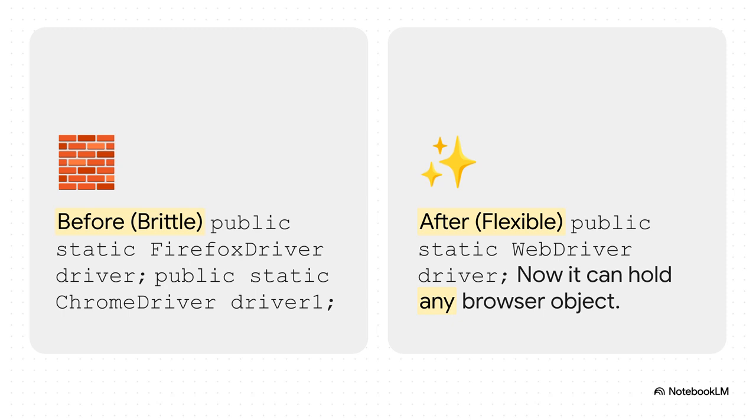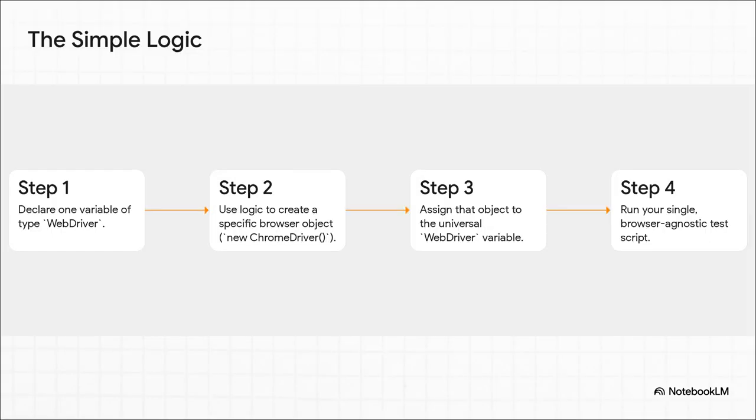That means our test code only ever has to be written one time. So the logic becomes incredibly simple and clean. You declare one universal remote. That's your WebDriver variable. Then you use your if-else logic to create the specific TV you want to use, whether it's a new ChromeDriver or a new FirefoxDriver. You assign that TV to your remote. And from that point on, you just use the buttons on the remote. They'll work no matter which browser you've chosen.